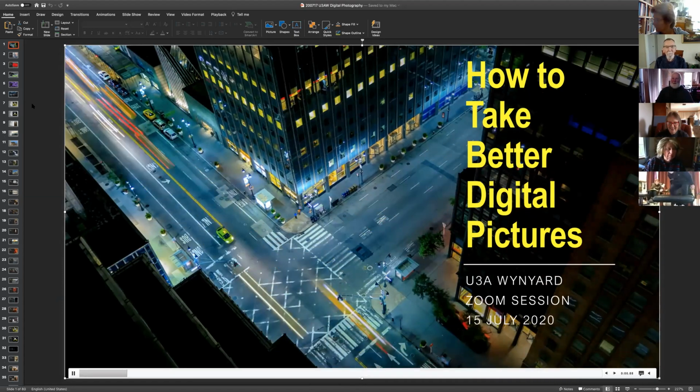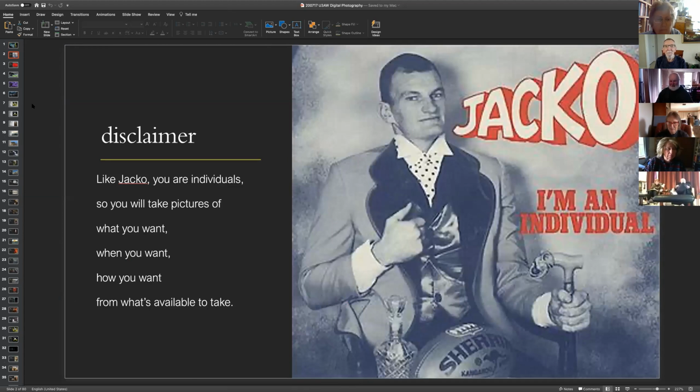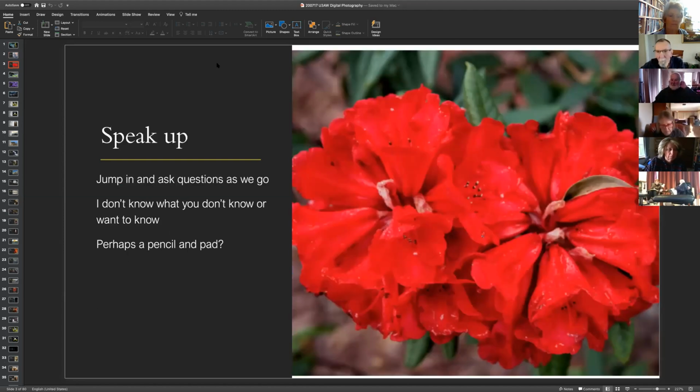The first thing I want to say is, you are individuals. So you'll take pictures of what you want, when you want, how you want, and from what's available to take. So what I'm about doing here is looking at some of the things that are problems in pictures and the things that you will principally want to eliminate from what you're doing, because everybody has their own particular ambition for the pictures they want to take.